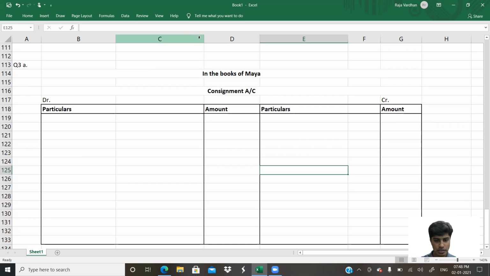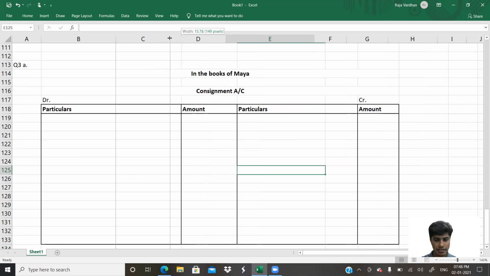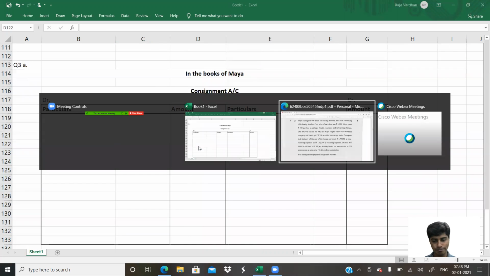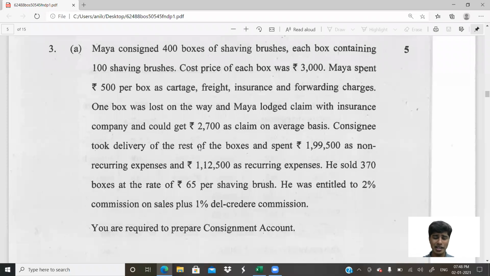So let's get started now. Let us read the information given in the question. Maya consigned 400 boxes of shaving brushes. It's not 400 rupees, it is 400 boxes. Each box containing 100 shaving brushes. So basically Maya is consigning 100 into 400, that is about 40,000 shaving brushes.